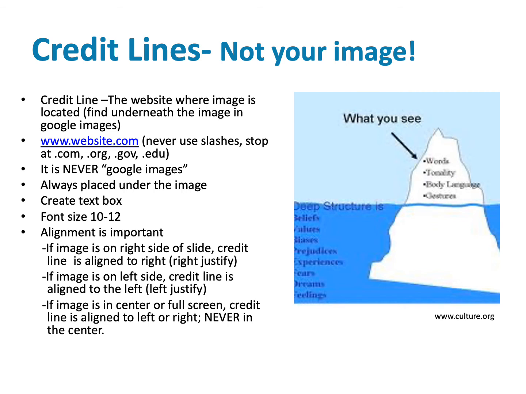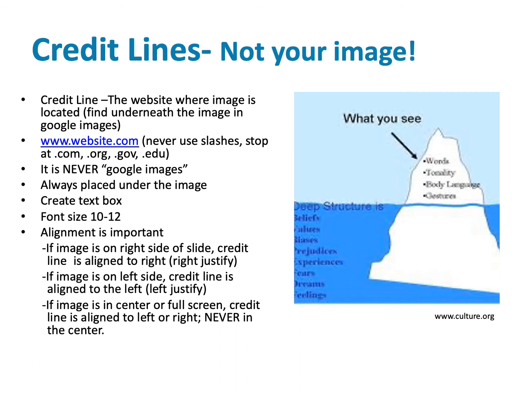So it's never Google Images. It's whatever you find under the image when you're in Google Images. Google Images would be incorrect. We always create the text box. We place it under the image, never on top. It always goes underneath. It's font size 10 to 12. And your alignment is really important in this case. I know it sounds a little nitpicky, but this is the appropriate way to create credit lines.